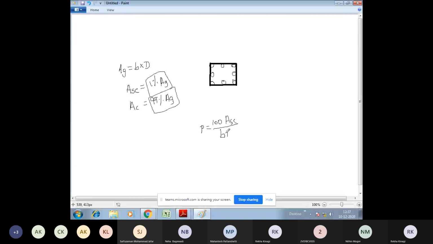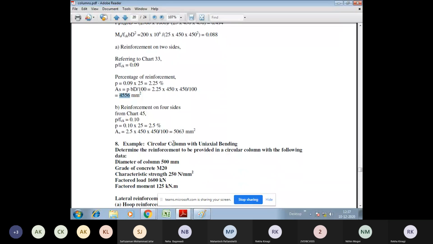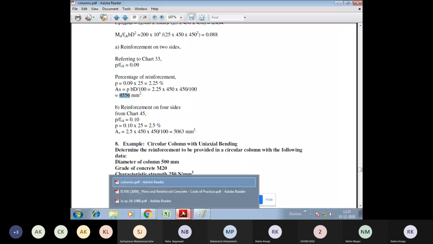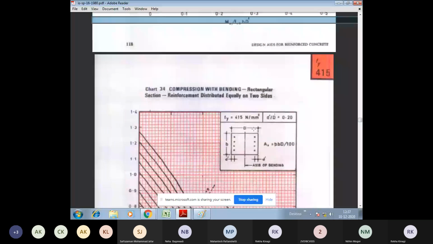Now percentage of steel is known, B is known, D is known. We can find out the ASC value, that is PBD divided by 100. PBD divided by 100 gives us 4556 mm square. Now if we are finding out the reinforcement on four sides, then we need to proceed with the other charts.